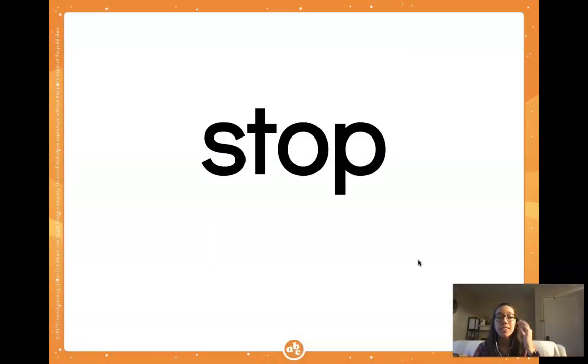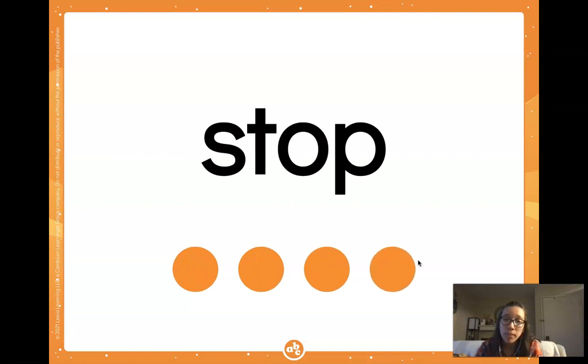Now let's look at the word stop. In this word, we have S-T-O-P. We hear four sounds in that word, and there are four letters. Unlike in the word shop, where S and H were working together to make one sound, each of these letters is saying its own sound. S-T-O-P. Stop. We still blend them together just like we've been practicing with other words. There's just an extra sound because we have more letters.